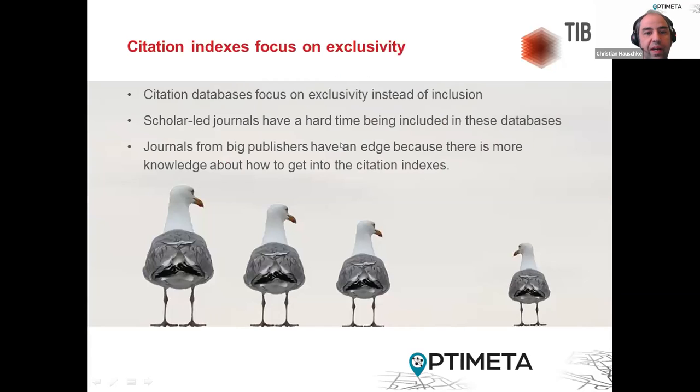In short, something just to piggyback on what Silvio said: citation indexes, the classical citation indexes, focus on exclusivity. So these journals that are scholar-led, small niche journals, or all journals that are not supported by big publishers or publishing professionals, are usually excluded from citation indexes and citation databases. And journals from big publishers usually have an edge because there is more knowledge about how to get into these citation indexes, and authors want to be indexed because sometimes their career relies on being indexed in citation indexes.